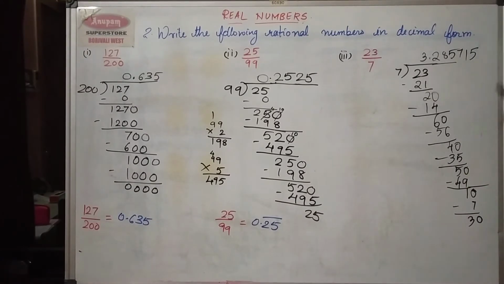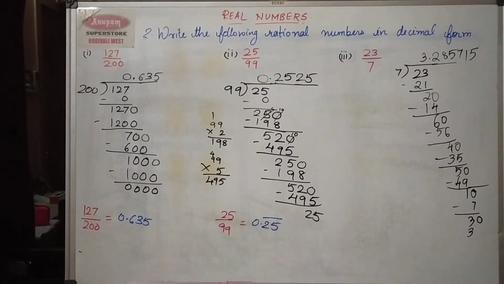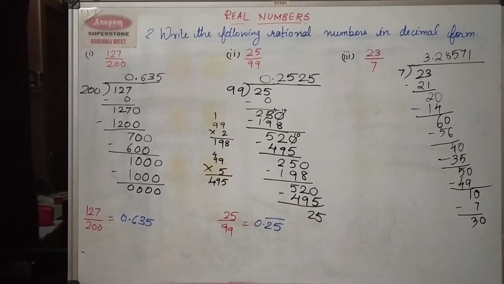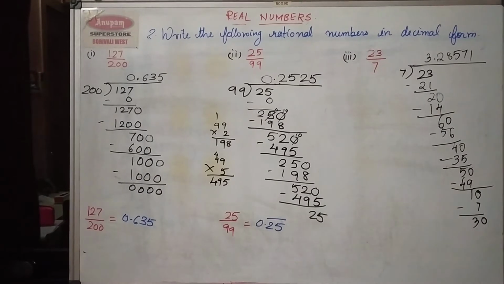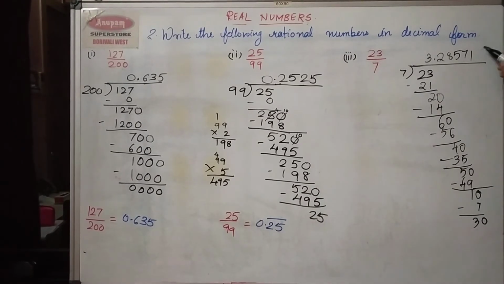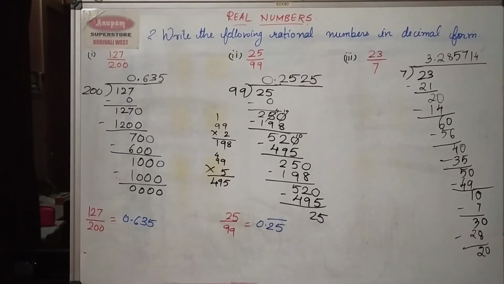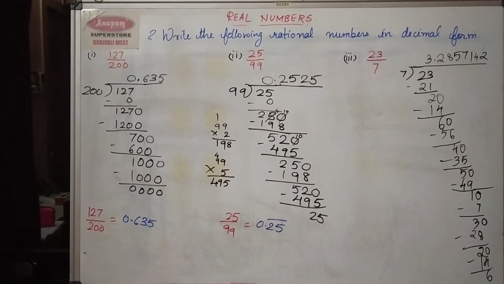Since I don't have anything to bring down, I'll write down again 0. 7 4s are 28, which will give me remainder 2. Now children see, now I have got remainder 2, so I'll write down 0 here. Now 7 2s are 14, remainder is 6. Now if you see children, this pattern is going to be followed again.